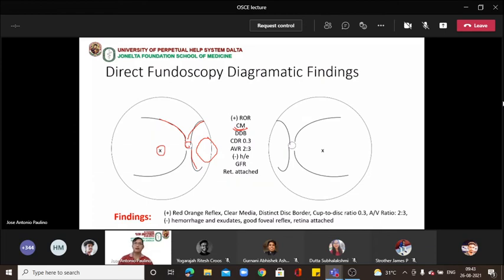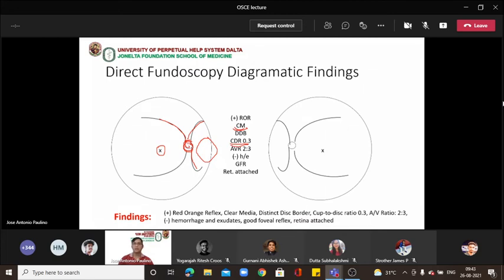The next part is distinct disc border, meaning the optic nerve, we see that it's really circular. The cup disc ratio, as mentioned a while ago, is the ratio of the optic cup, which is the paler central portion, compared to the optic disc, which is the outer portion of the optic nerve. The usual finding is 0.3 or 0.4. If we have a cup disc ratio of greater than 0.5, that means it's possible that we have glaucoma.